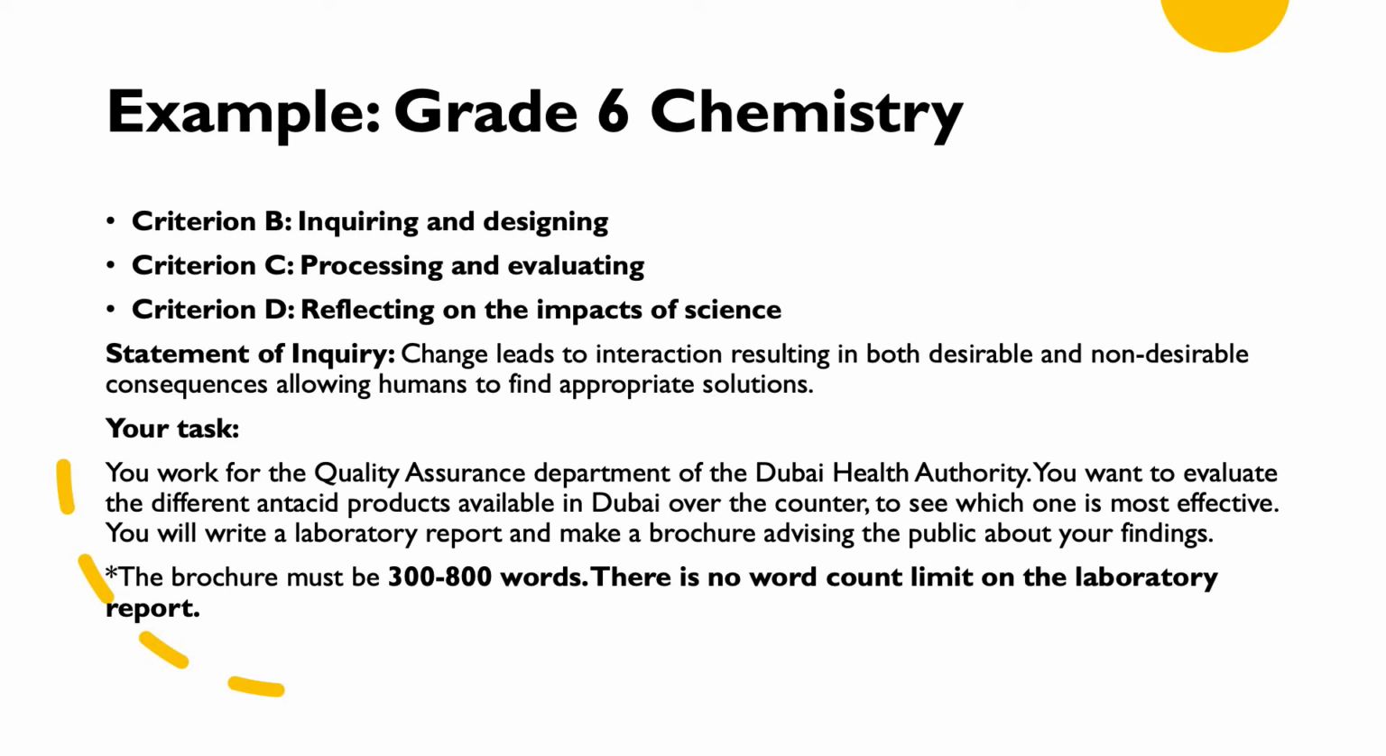Each subject has internal assessments throughout the course, and this is an opportunity for teachers to assess where students are with each of these criteria. However, not every criteria is covered in every unit of work. So here's an example from chemistry. In chemistry in grade 6, in this particular unit of inquiry, students will be working towards criteria B, C and D. So you'll note there that they're not actually looking at criteria A in this actual piece of work.